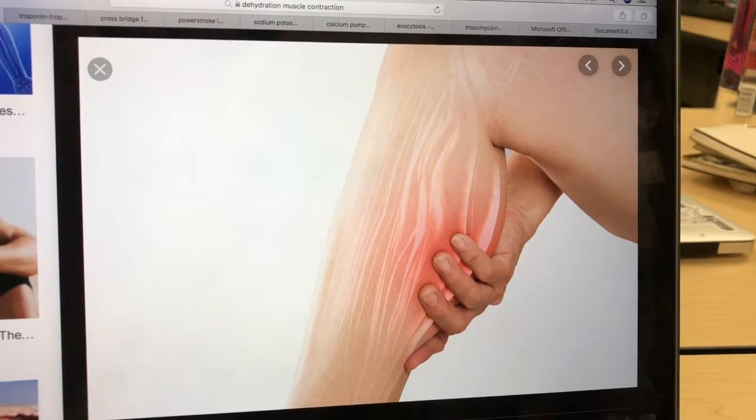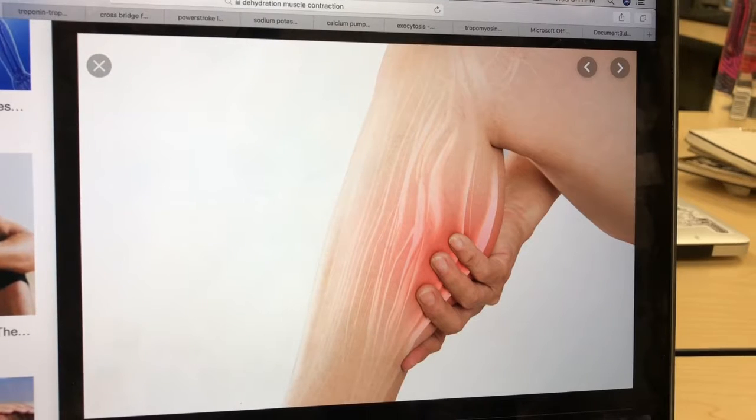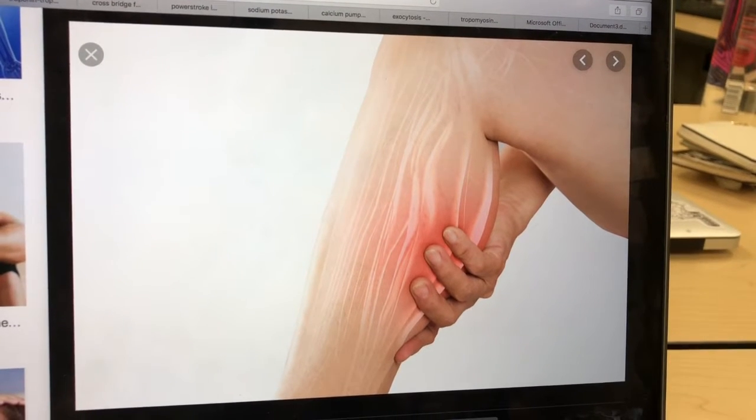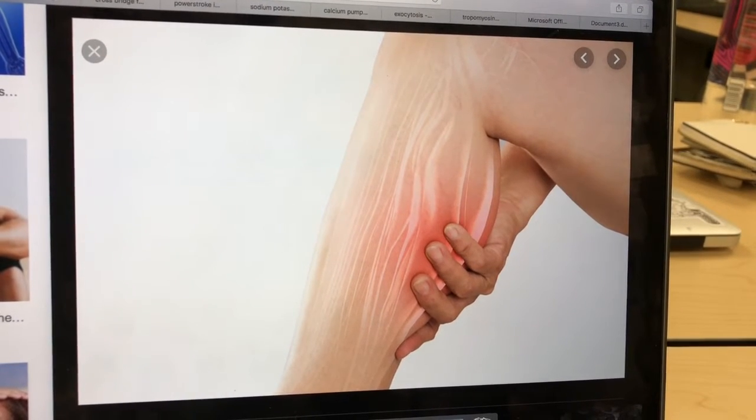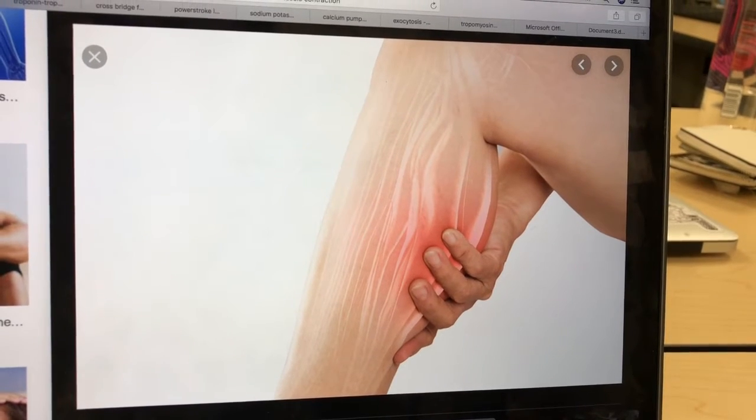I'm Madison Liston, and I'm going to be talking about what happens to the muscle contraction when there's dehydration. Dehydration is when there's not enough water present in the body and it causes an electrolyte imbalance. This results in involuntary muscle contractions and muscle cramping.